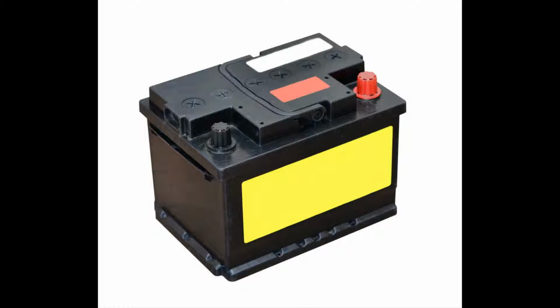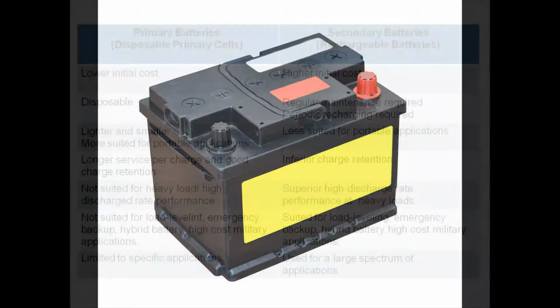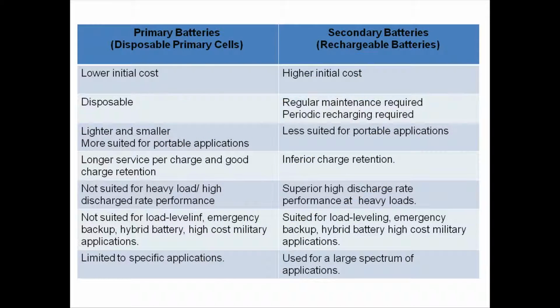Rechargeable batteries are recharged by applying electric current, which reverses the chemical reactions that occur during discharge or use. Devices to supply the appropriate current are called chargers. Here is the table that's used to compare these two kinds of batteries.